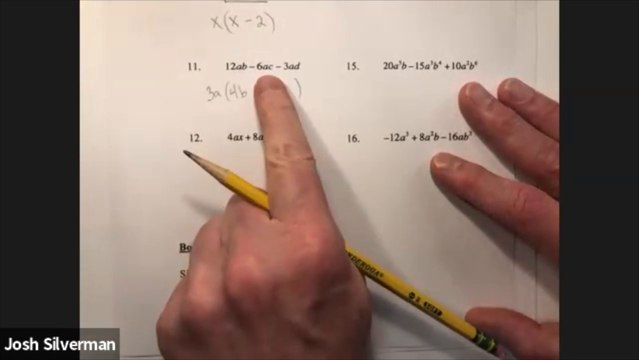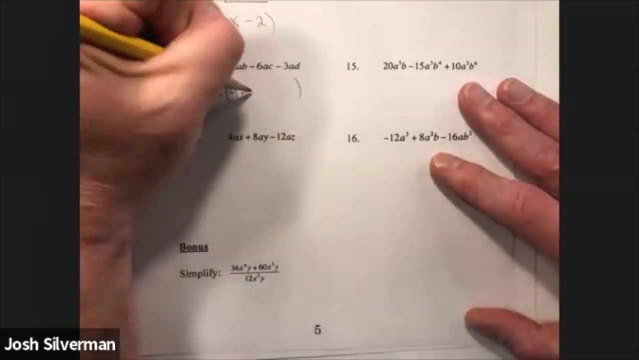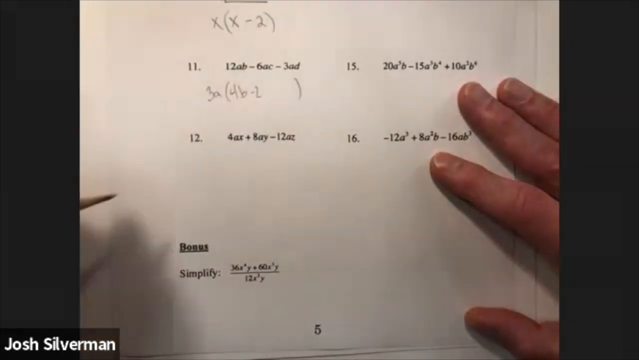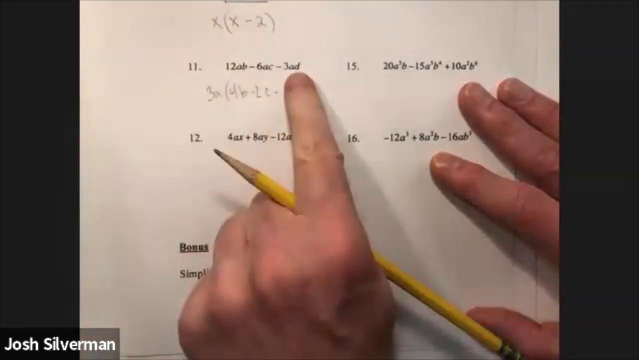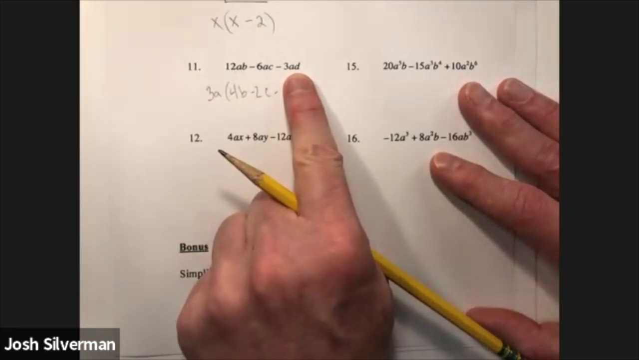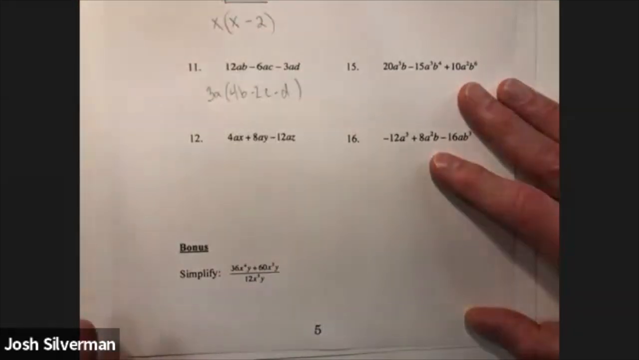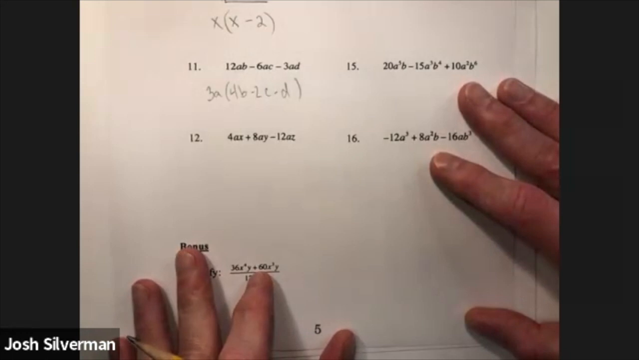What will we get if we divide this piece by 3a? What will be left behind is a minus 2 and a c. And what will be left if we divide this by 3a? Just a minus d. 3a times the quantity 4b minus 2c minus d.